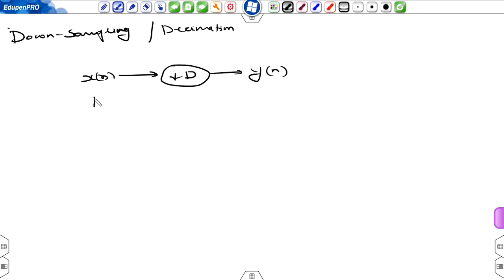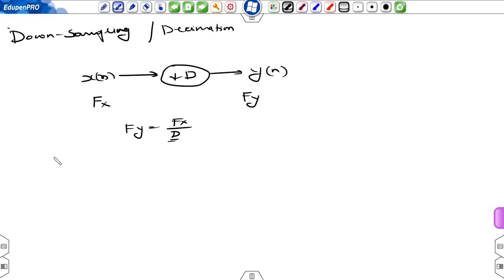So if the frequency of the input signal is fx and the output signal is fy, then the sampling rate of y[n] is reduced and it will be given by fx by d.